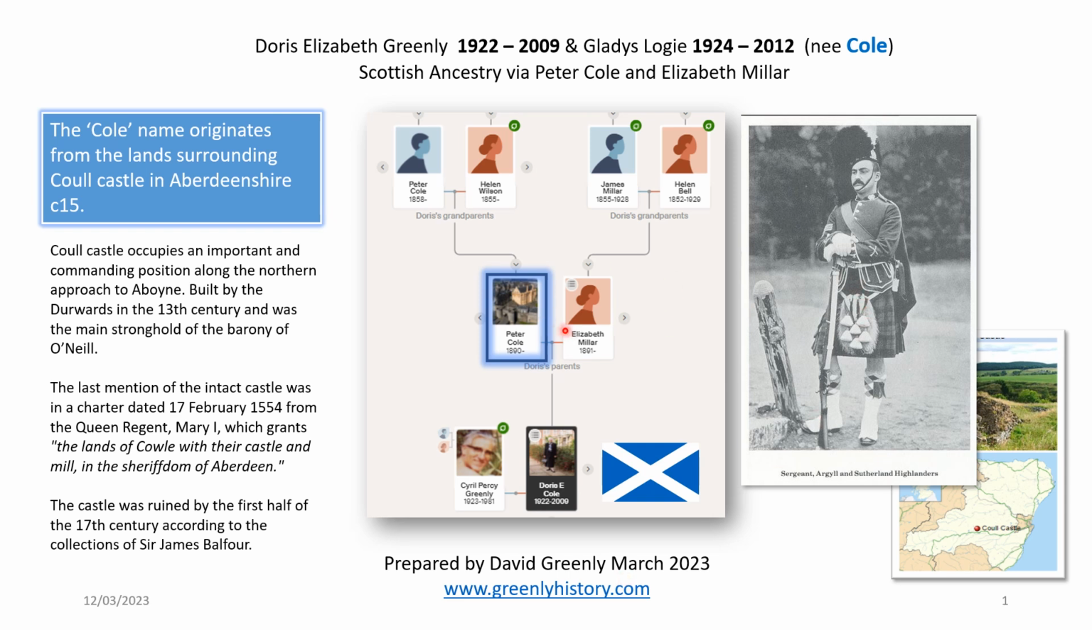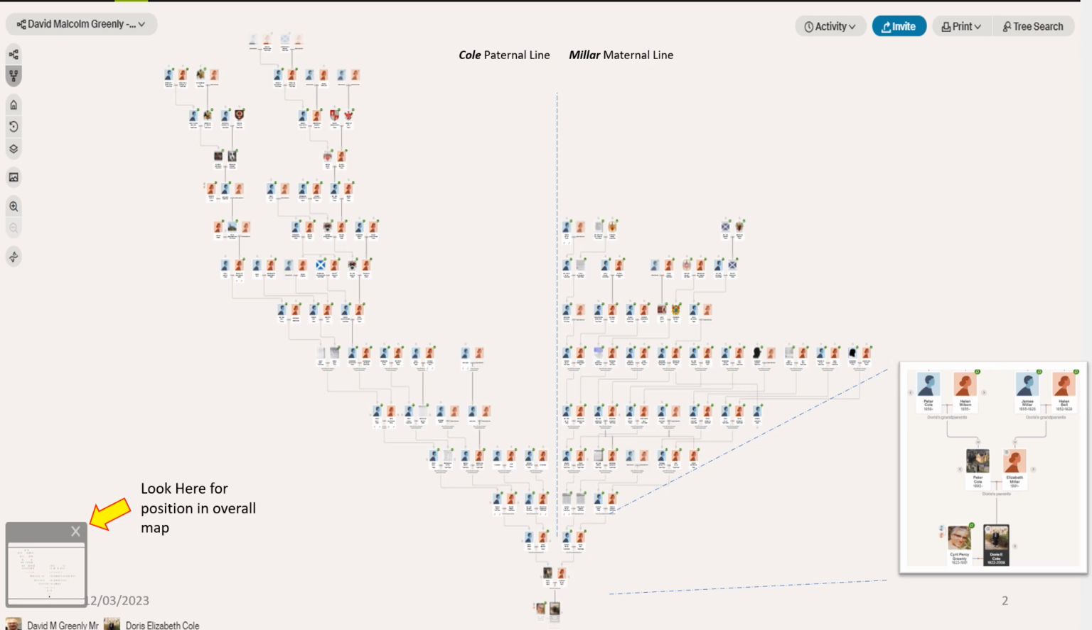What we're trying to do over the 20 slides is to show the Scottish ancestry for Doris and Gladys Cole via their parents Peter Cole and Elizabeth Miller. There they are, and then their parents and their parents' parents and their parents' parents' parents. As you'll see, we have quite an interesting map to go through. Show it to you here.